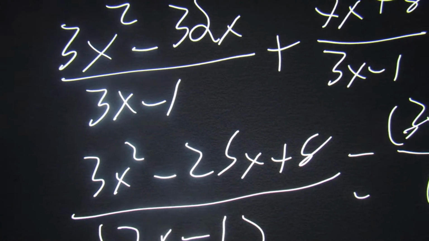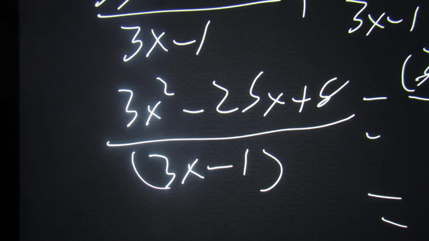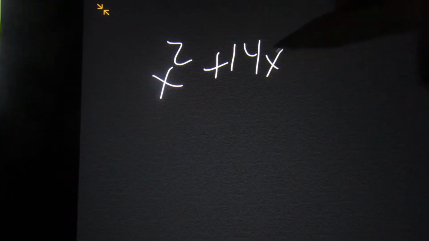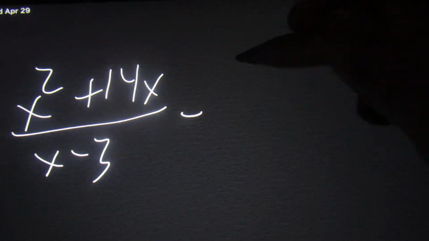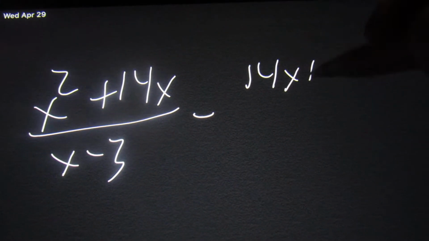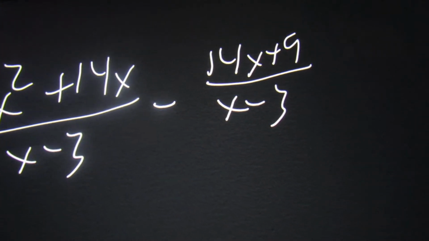Just remember that in these sections, you're being taught to cancel things. So you can make the assumption that you'll be able to cancel something. So next, let's do one that's a subtraction. x squared plus 14x over x minus 3 minus 14x plus 9 over x minus 3.